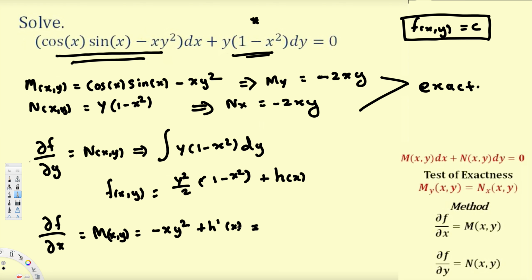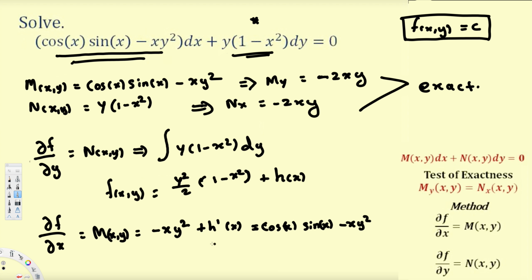And also this is equal to this one, right? So this is equal to M of x, y, and we know that M of x, y is equal to cos x sin x minus x y squared, so we can equate that right here: cos x sin x minus x y squared, and we have this one right here.